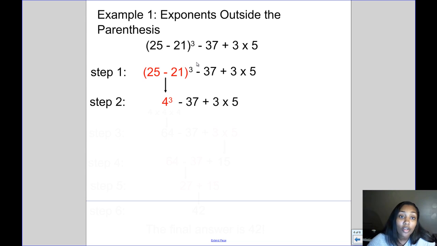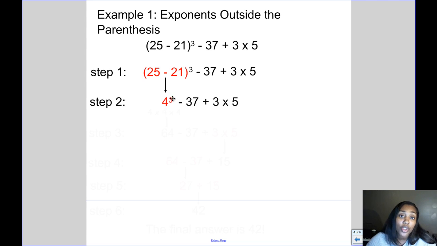So once you take care of something, you want to bring everything else down, everything you haven't taken care of. So we've done the parentheses. So now we don't need to worry about that anymore, but we haven't done the subtraction, the addition, or the multiplication. So we're simply going to bring that down until we get to it. So then our next step is to take care of the exponent.